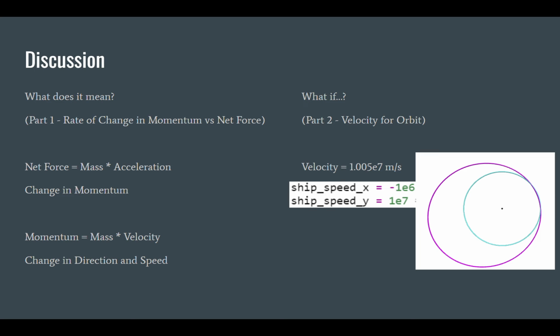Now, what if we wanted the ship to orbit in part 2 and have something like this picture here? Well, we'd have a velocity that is about 1.005 times 10 to the 7th meters per second, with components below.